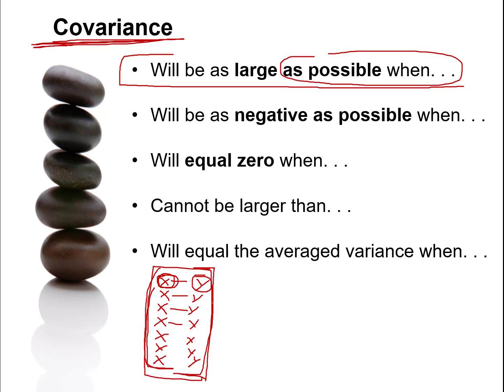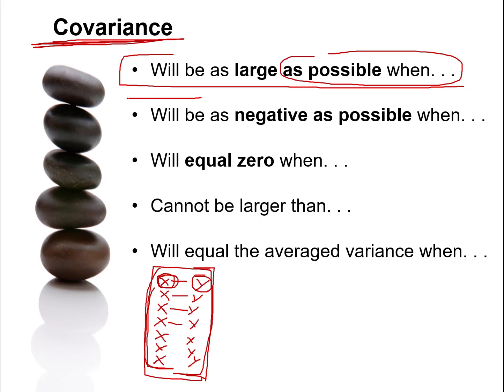And essentially it'll go like this: the stronger the relationship between X and Y, the higher the covariance. As the strength of the relationship gets stronger and stronger, my covariance will become a larger and larger value. So the covariance becomes larger as the strength of the relationship between two variables gets larger, and the covariance becomes smaller as the strength of the relationship becomes weaker.